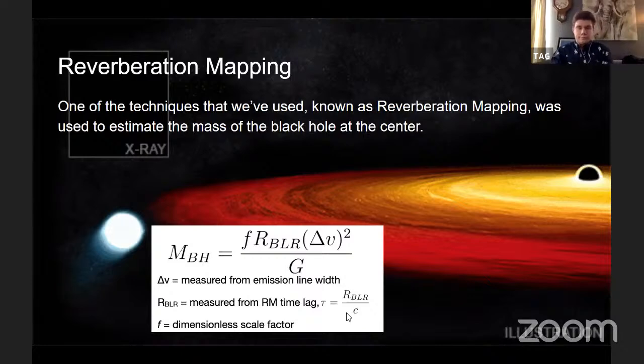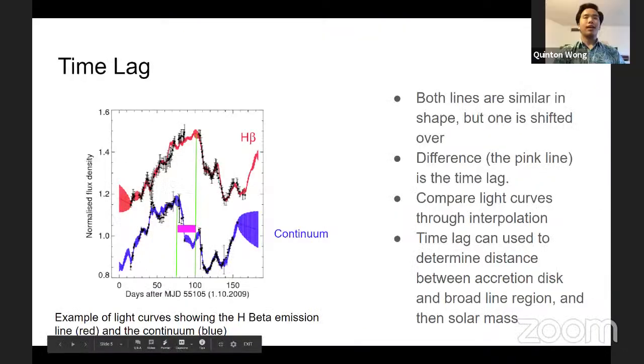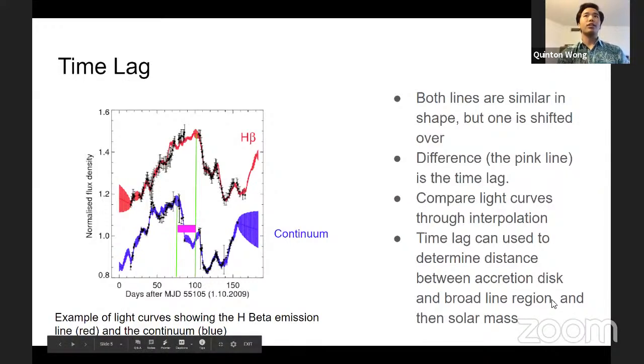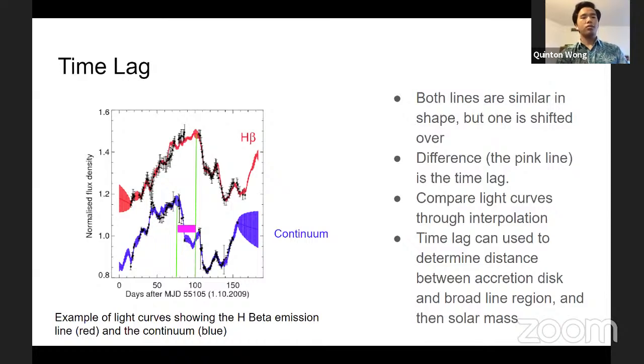So as Tag previously talked about in the active galactic nucleus slide, a pretty important part of our project is using time lag. To get a bit more into detail, if we look at the picture on the left side of the slide, these are examples of light curves showing the H-beta emission line, which is the part that we're focused on, and then the continuum. These are both from the same galaxy. You may notice that both the lines are pretty similar in shape, but the red one at the top is shifted a little bit more to the right compared to the blue one. The difference between those, highlighted by the pink line, is called the time lag.